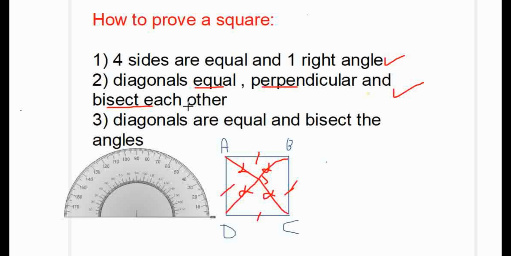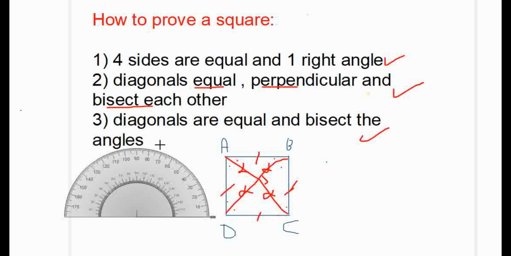And if we don't have all of these three conditions, if we have that the diagonals are equal and bisect the angles, meaning we know that AC is equal to BD, and we know that, for example, this angle is equal to this angle, and these are 45 degrees, and this equals 45, also this angle and this angle. The diagonals bisect the angles. So if the diagonals bisect the angles and they are equal, then using the third method, ABCD will be a square.